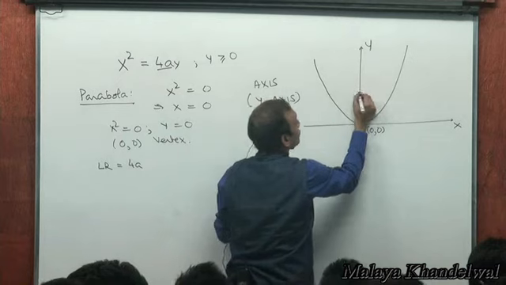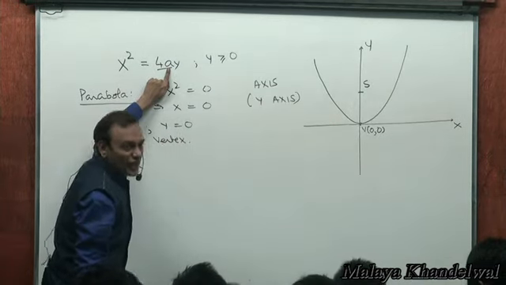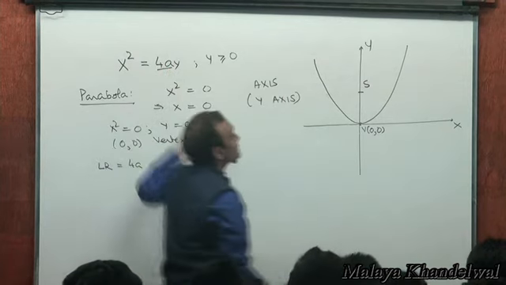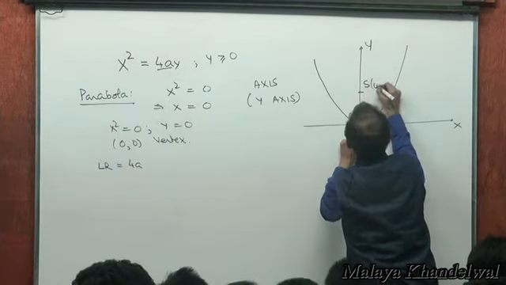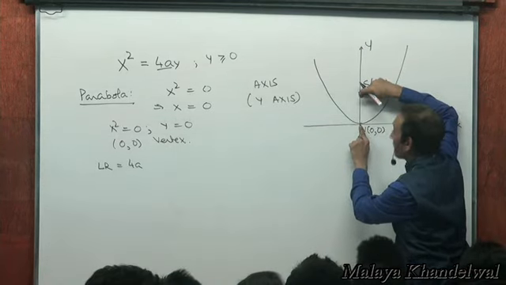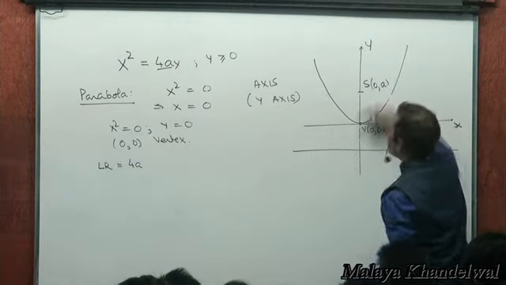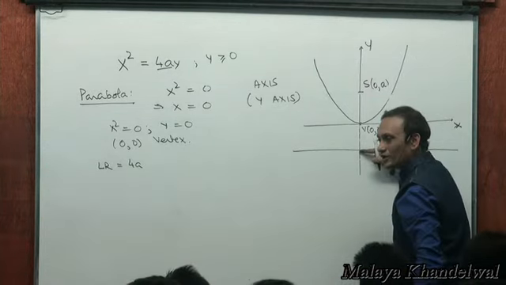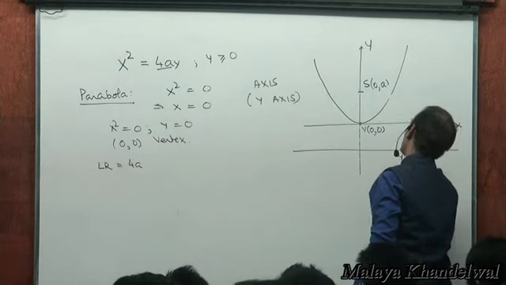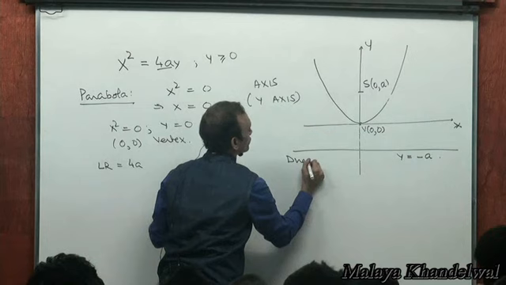The focus of the parabola would be a units away from the vertex on the axis of symmetry, right? So, if this is the vertex, then 0 comma a, this would be a units away, right? The directrix would be perpendicular to the axis and a units below this. So, this would be y equal to minus a, the directrix of this parabola.